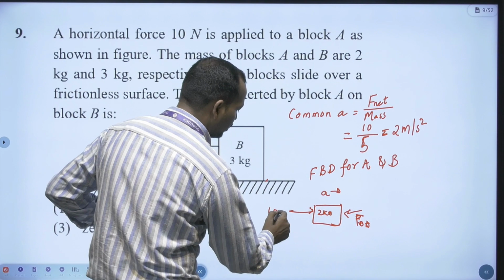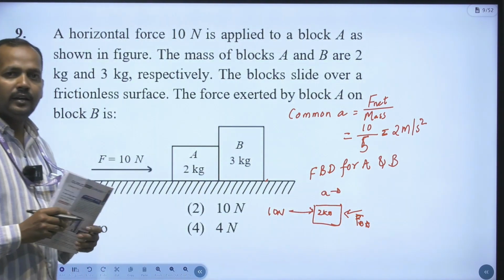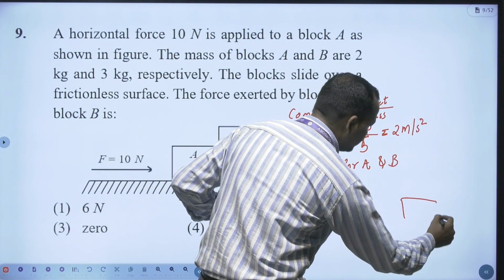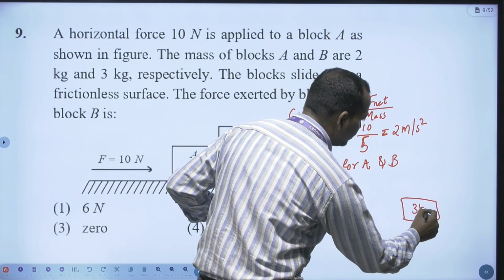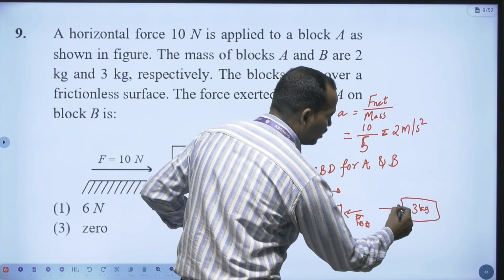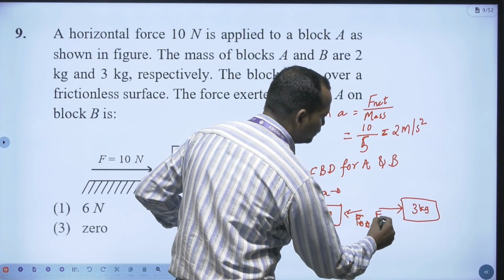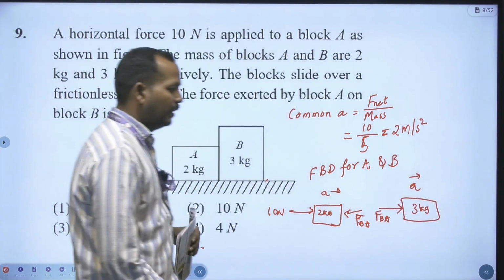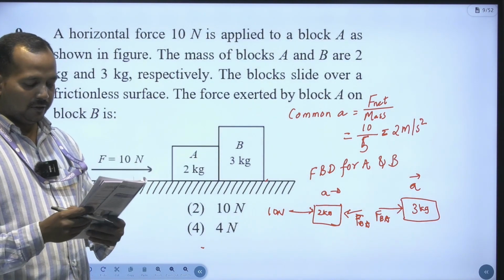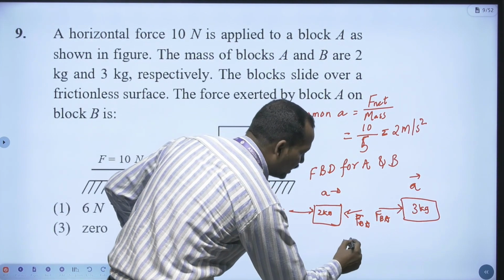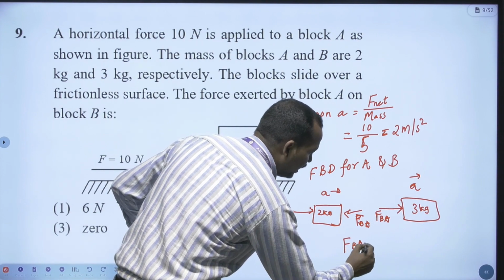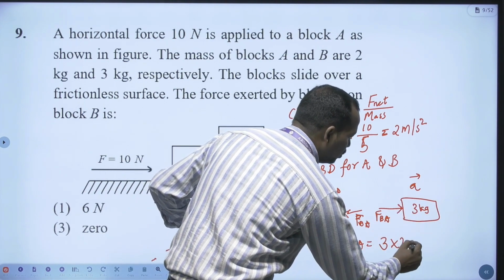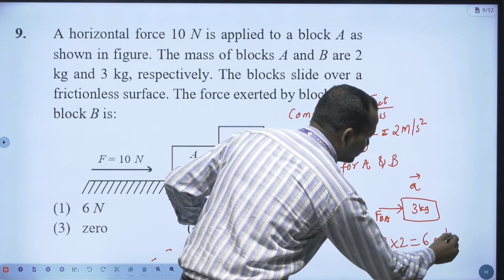Now here 10 Newton force is there. You can calculate FBA. The same FBA is also acting on B. For B, this is 3 kg. The same force FBA which is acting on the 3 kg also, and acceleration will be A. So the force of B on A, if you calculate that, FBA is equal to mass 3 into acceleration 2, which is equal to 6.